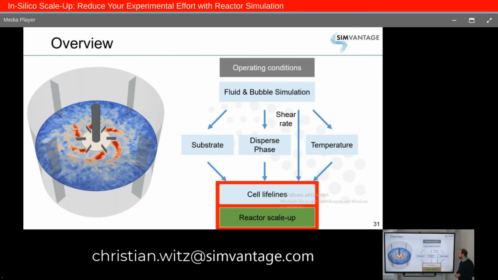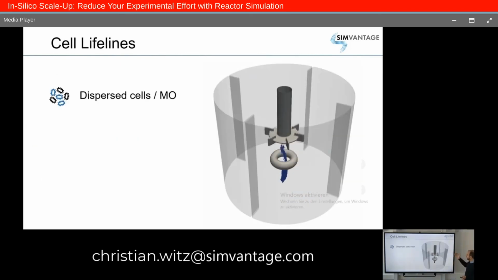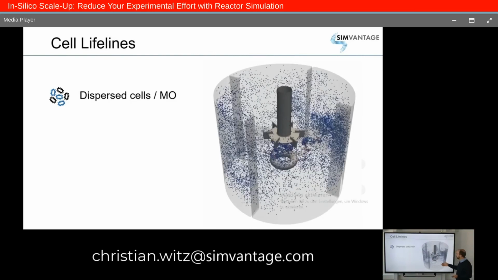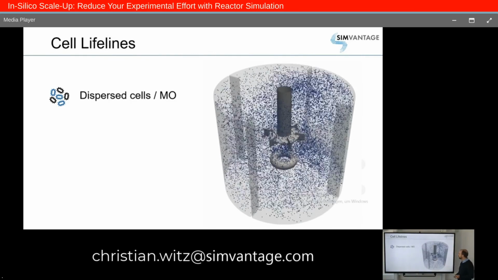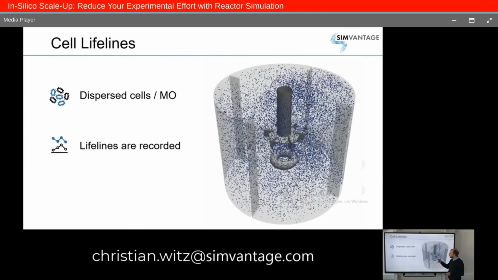And with that we come to our cell lifelines finally. With the cell lifelines we use again dispersed cells which we already have seen. They are massless tracer particles, and we use a representative number of cells because the real number of cells in a bioreactor is just too high for every computer that is available today. But with a representative number of these dispersed cells, we can record these lifelines.